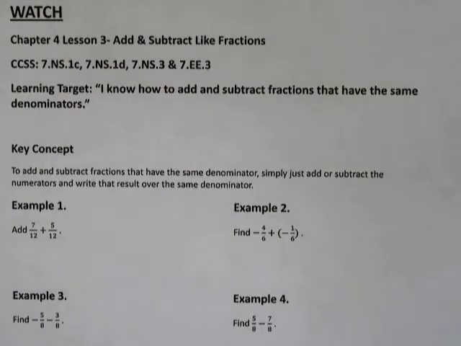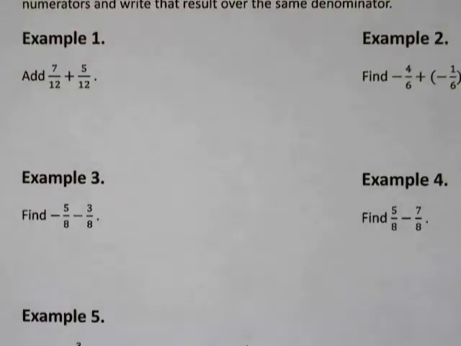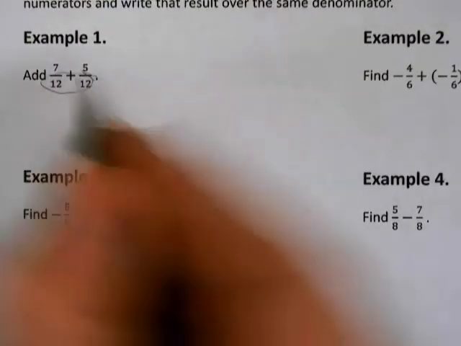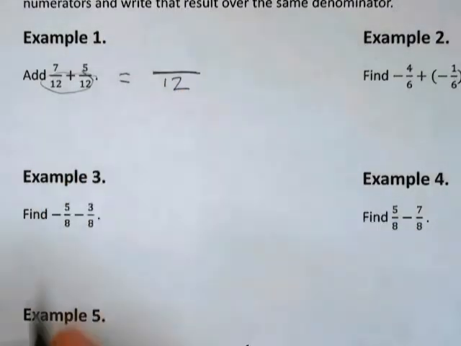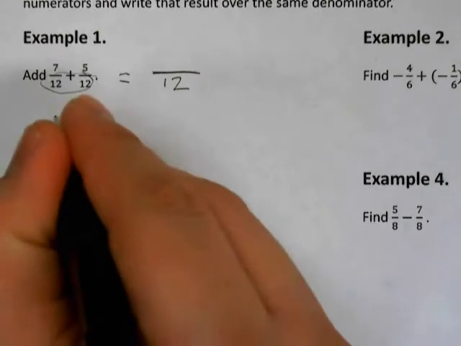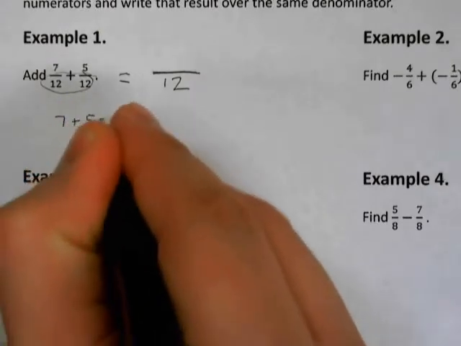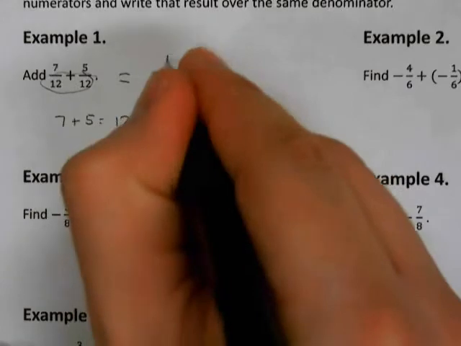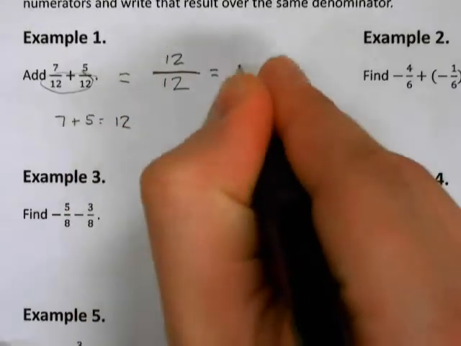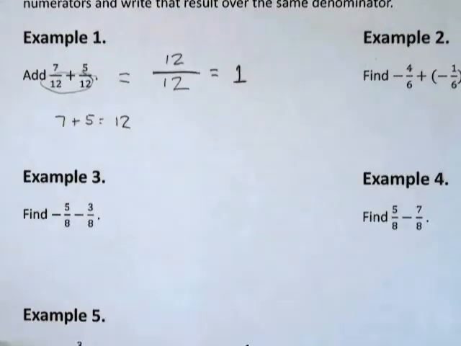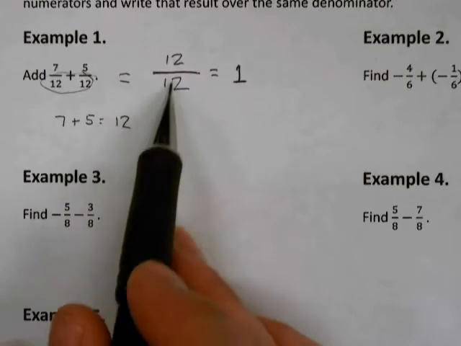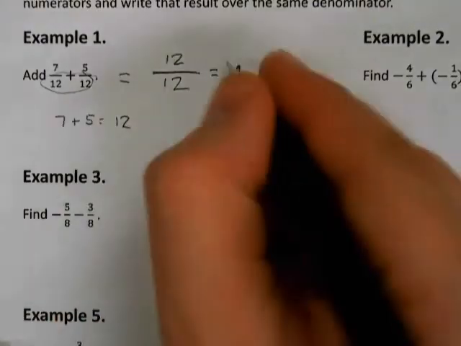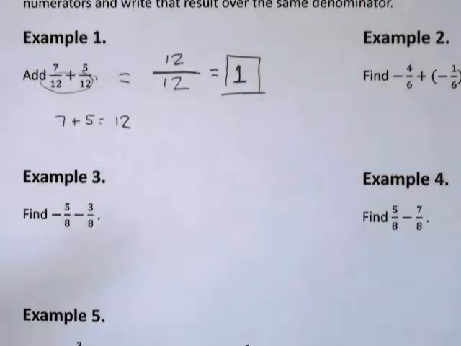So let's do a few examples. Example 1 says to add 7/12 plus 5/12, and we see our denominators are the same, so we know our answer is going to have 12 in the denominator. Now we just have to take the 7 and 5 and add those together, and we get 12. 7 plus 5 is 12, and if you reduce 12 over 12, it just equals 1. So our answer would just be 1. But they're not always that easy.